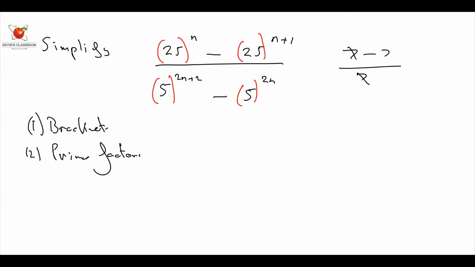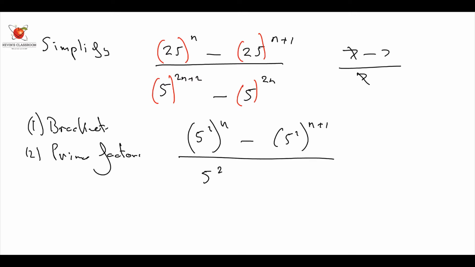Number 2 is I go to prime factors. How do I do that? Well, 25 is 5 squared, and outside is n, minus 5 squared on top to the power of n plus 1, over 5 to the power of 2n plus 2, minus 5 to the power of 2n.